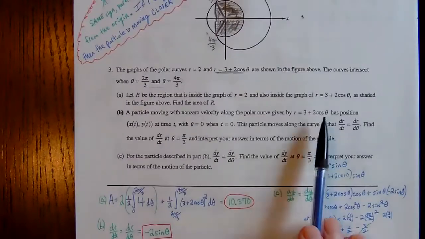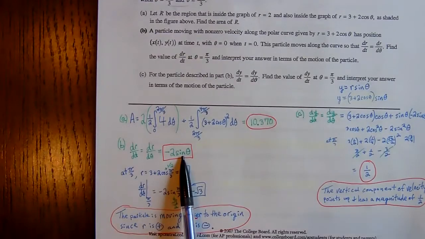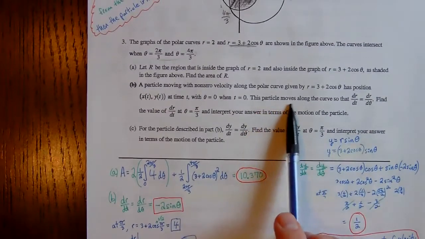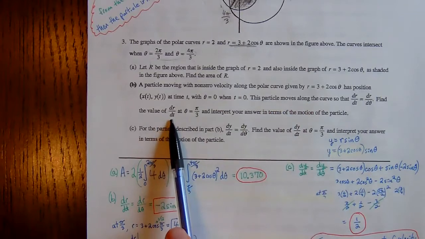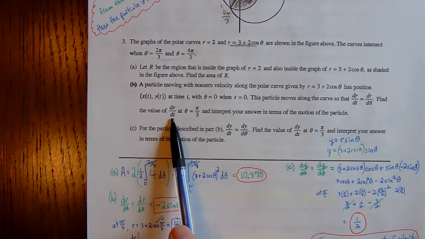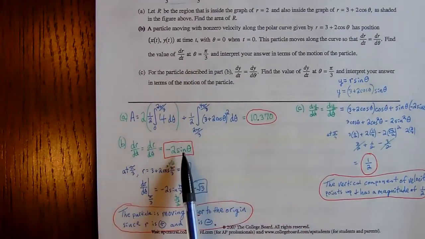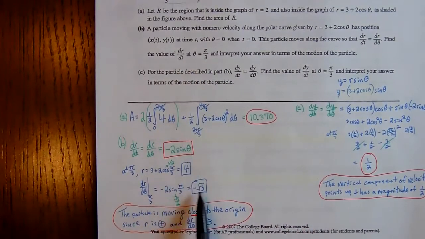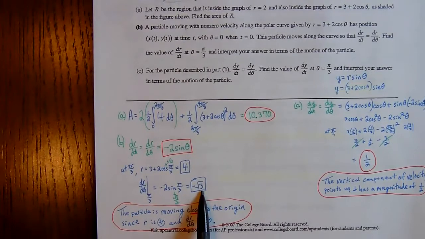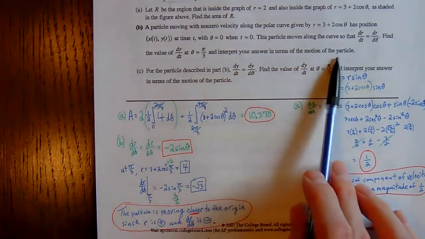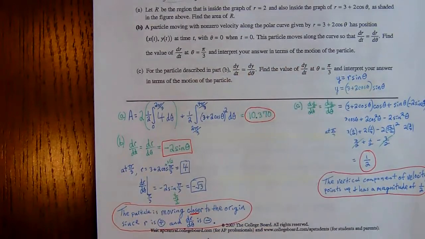Just take the derivative. So we know the derivative of cosine is going to be a negative sine. And so we did that first part. All right, we found the value of this dr dt. Now it tells us at pi over 3, which means we're supposed to take the pi over 3 and plug that in right there. And then that's going to give us this negative radical 3 number there. So that's the first part of that. But then it says interpret your answer in terms of the motion of the particle. So here's what I want to do.